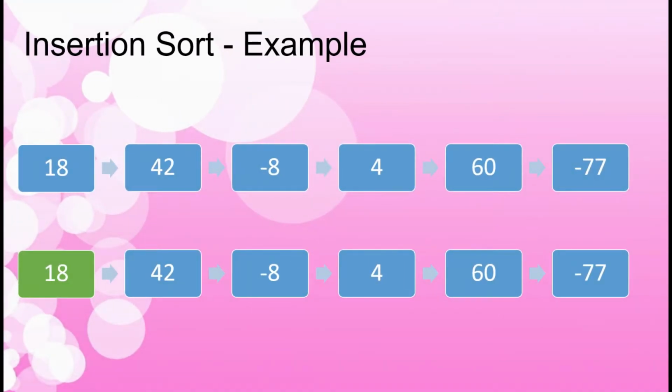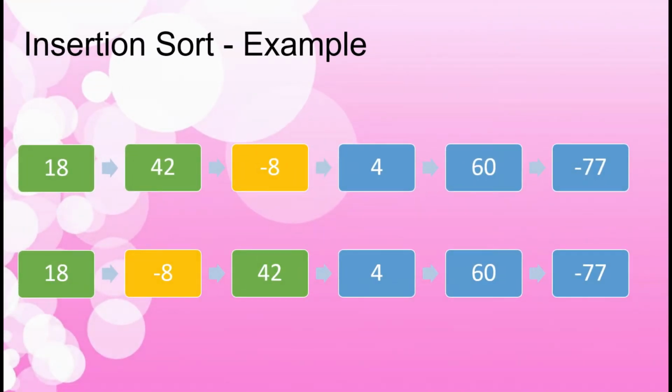We have, for example, this array. We start at the first element, the element 18, and this element is sorted. This is our sorted partition. It starts with a length of 1, because we have only one element, the element 18.